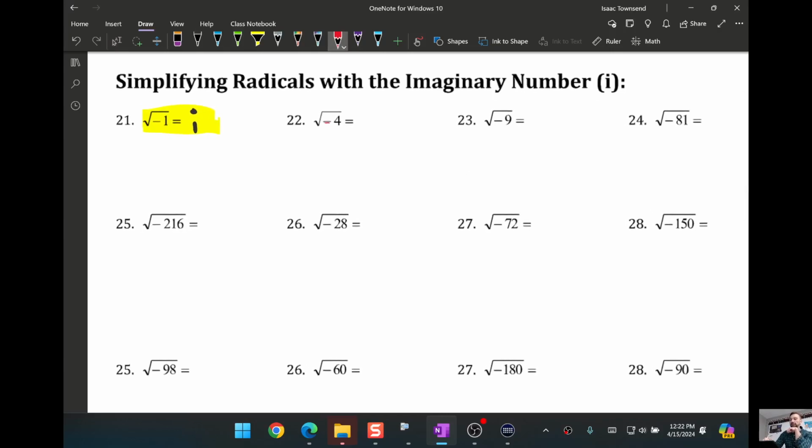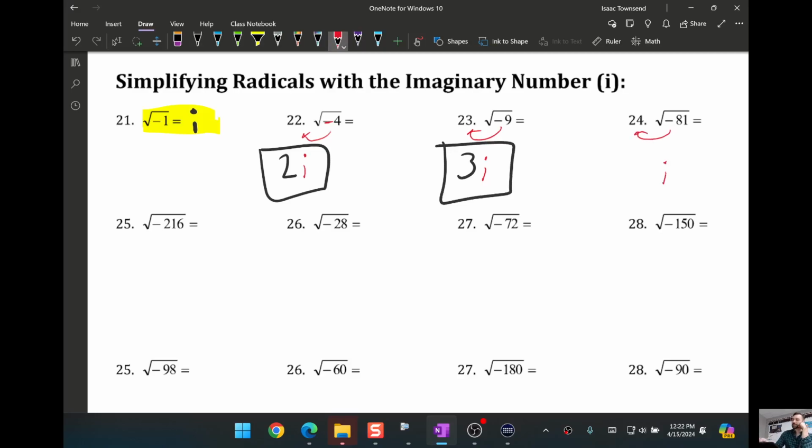So, for these questions, it's just one extra step. If you have a negative under your square root, bring it out as an I, and then work the rest of it the same way. Square root of 4 is still 2. Negative under the square root comes out as an I. Square root of 9 is still 3. Only new step is bring out the negative as an I. Square root of 81 is still 9.